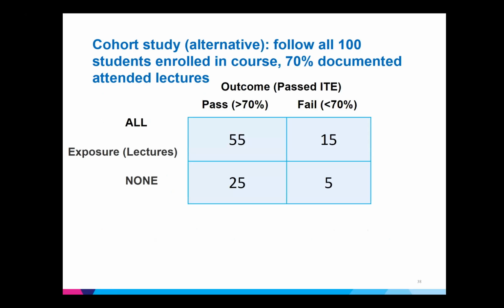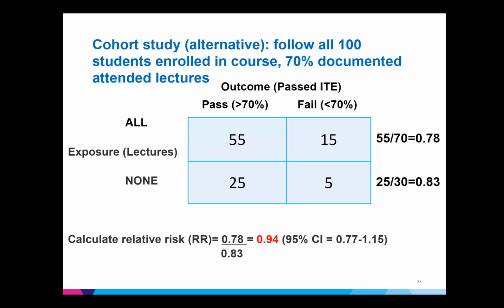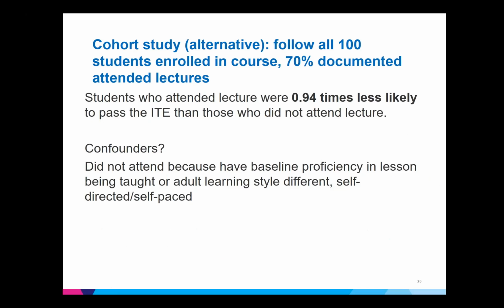But let's say that you actually find a bad outcome, meaning that you find 0.94. Oh my God, what happened here? Because now you're saying, because we changed the numbers around, that those who attended lectures were 0.94 times less likely to pass the ITE than those who did not attend the lecture. Now you're going to be like, oh my God. And this is what we always come up with when we come up with a question, we're saying, oh, this is significant. You have to look at what's going on here, because what are the confounders?